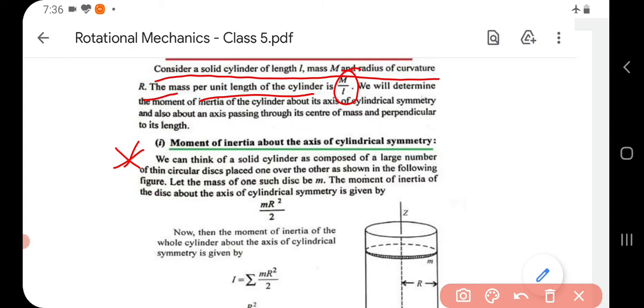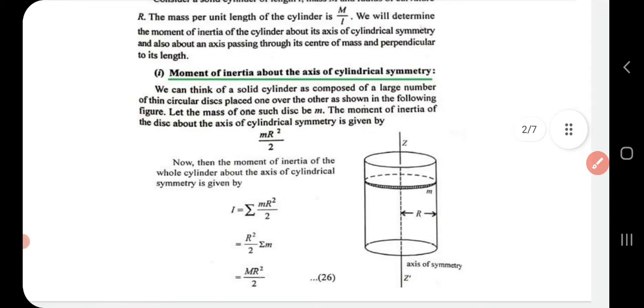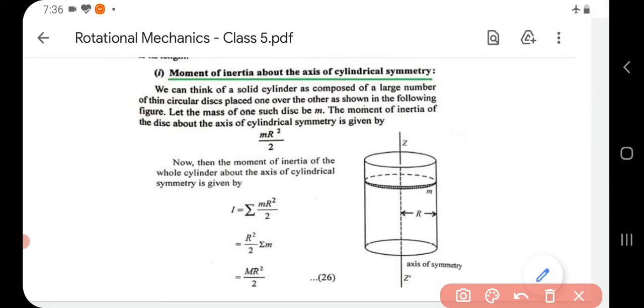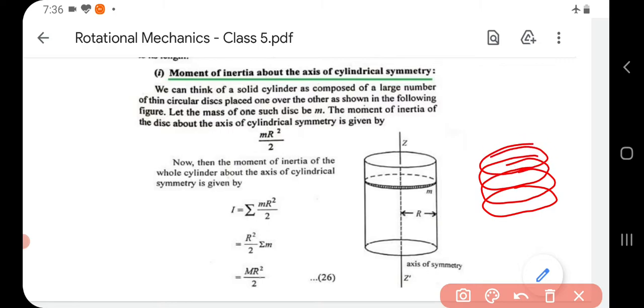Now first let us find the moment of inertia about the axis. Before beginning, let us assume that this solid cylinder is made up of a number of thin circular discs placed one over the other, and this will form the solid cylinder, as shown in the figure. One such circular disc is shown here.